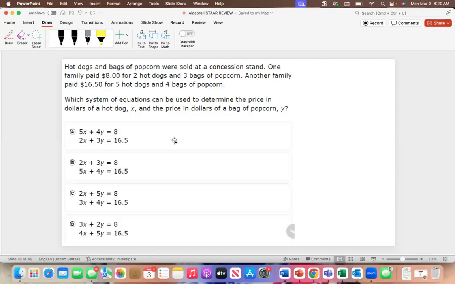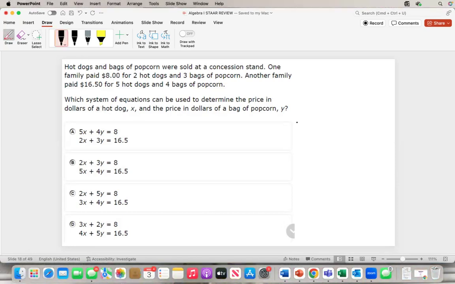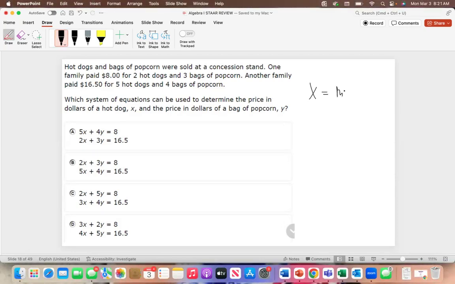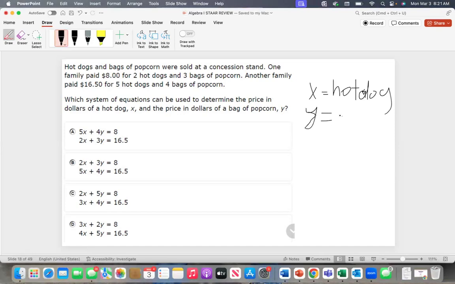So hot dogs and bags of popcorn were sold at a concession stand. So we're already going to be knowing that hot dogs are X. So we can write this stuff down. So we know that X are going to be our hot dogs. So I'm just going to say hot dogs here. And then we know that our Y is going to represent the popcorn. I'm just going to put pop for short.